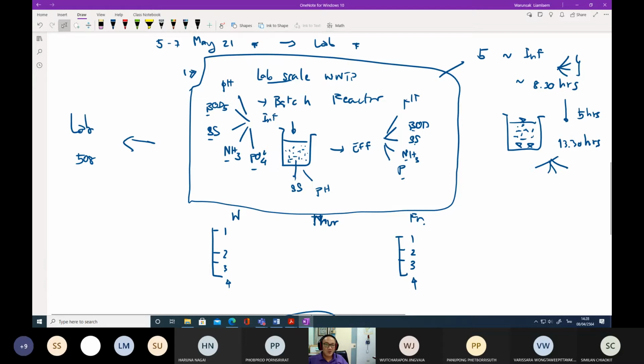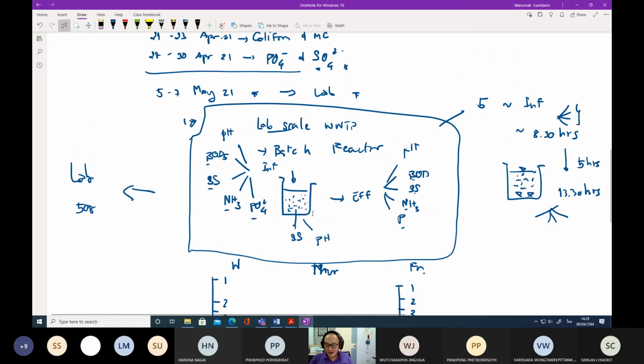We will measure the wastewater before entering the reactors and after being treated. So we will investigate which parameters are removed, and how much percentage of removal is attained. Some selected parameters like pH, BOD5, suspended solids, ammonia, as well as phosphate, and probably suspended solids inside this reactor will be monitored.